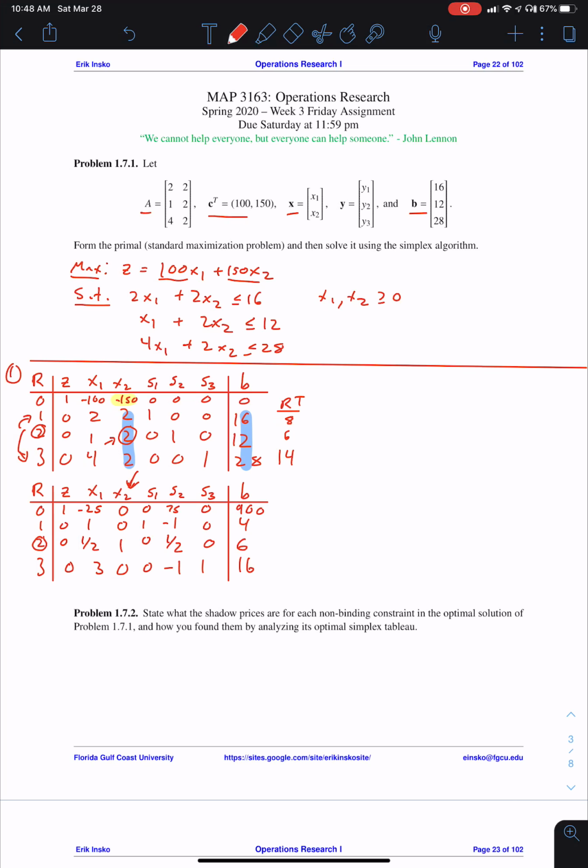Again with this column, it's going to be this column because negative 25 is the only negative we have left. So we're going to have 4, 12, and 16 over 3, which is 5.3 repeating. So now this 1 will be our new pivot point. So we're doing the same thing we did last time.